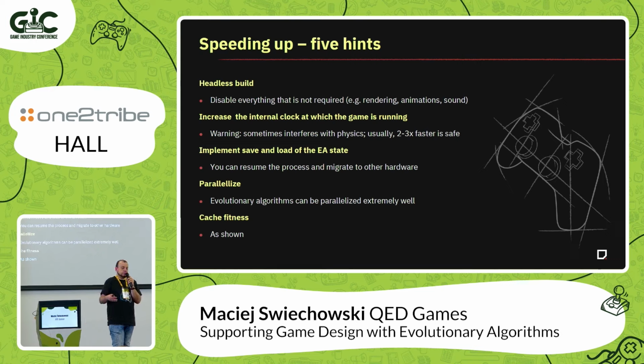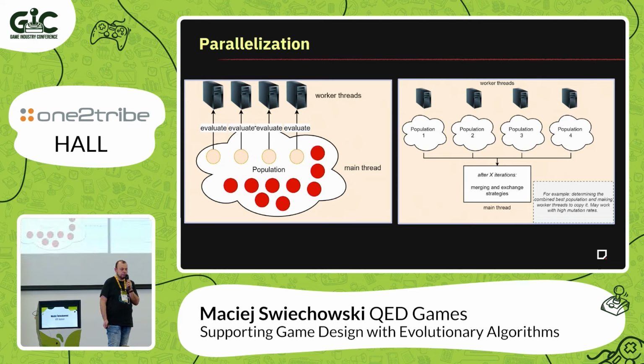We, of course, need to implement the save and load system, so we can make it in portions. We can, for example, do some simulations in one day and resume the next one. And probably the most important thing to do is to parallelize the process. Evolutionary algorithms are extremely prone to parallel computing. Also, we can do some trick with caching fitness values, which I will show.